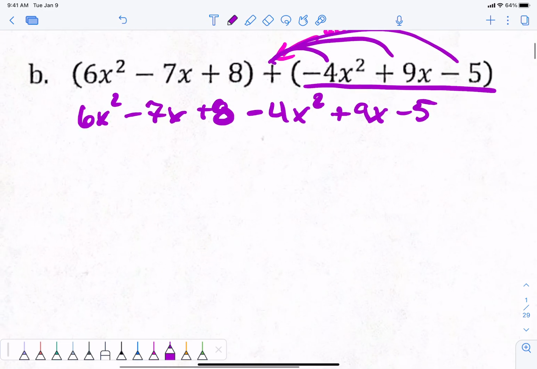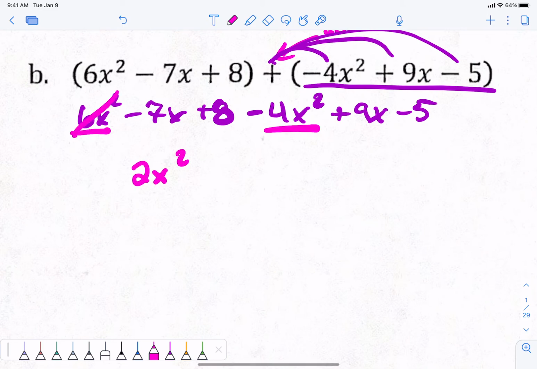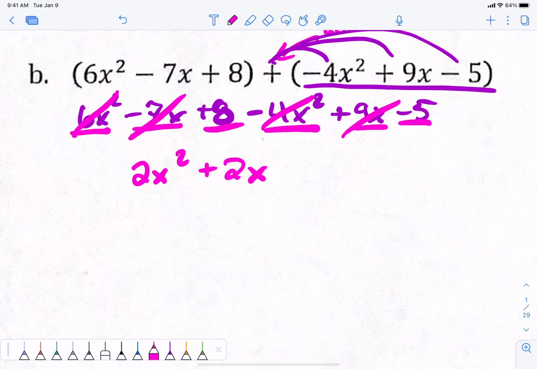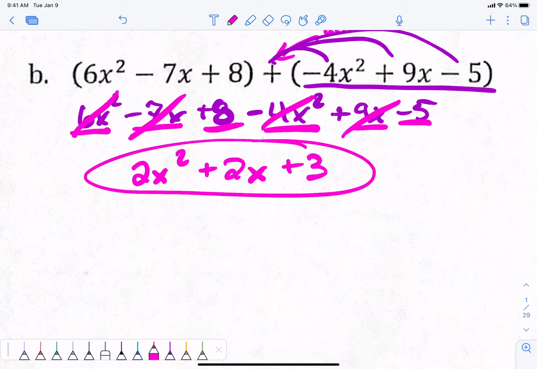Now we combine stuff. So what can we combine? 6x squared minus 4x squared is 2x squared, because it's minus 4. Negative 7x plus 9x is plus 2x. And then 8 minus 5 is plus 3. Done? Yes. Isaac, did you get that written down?